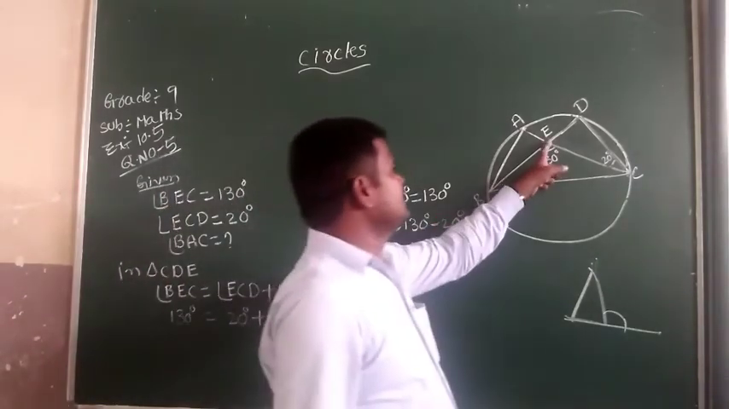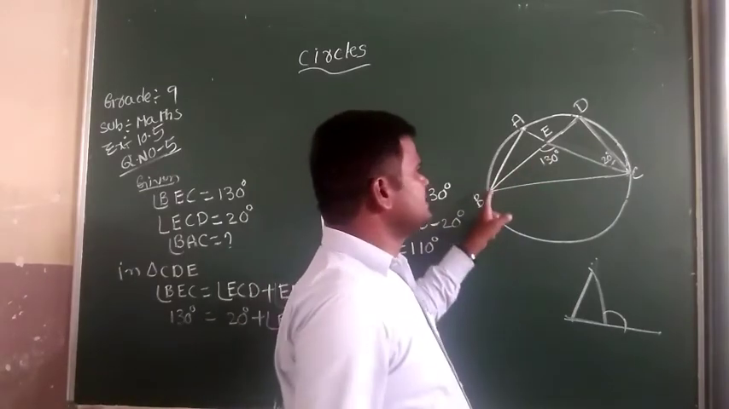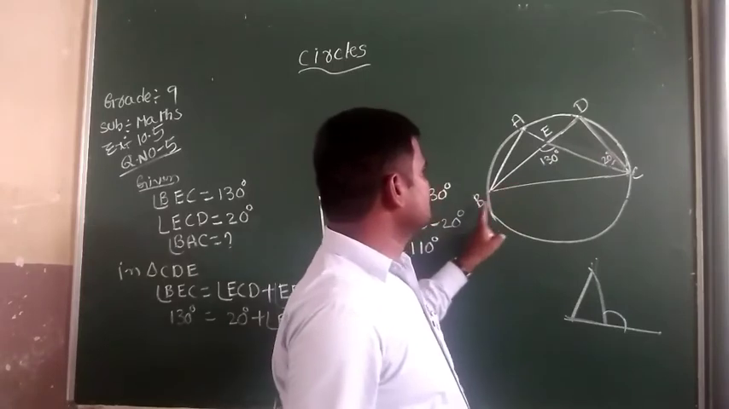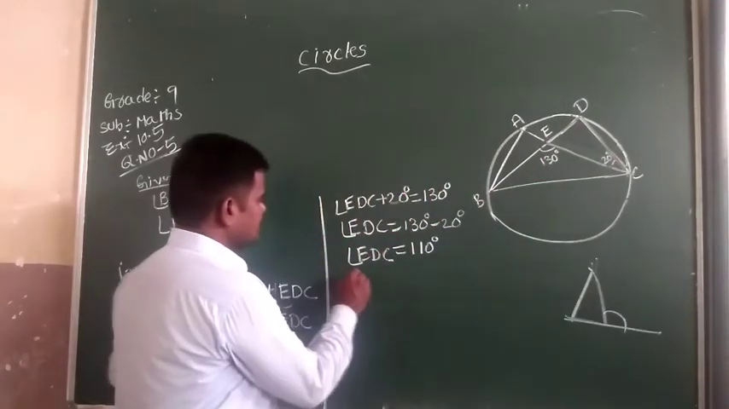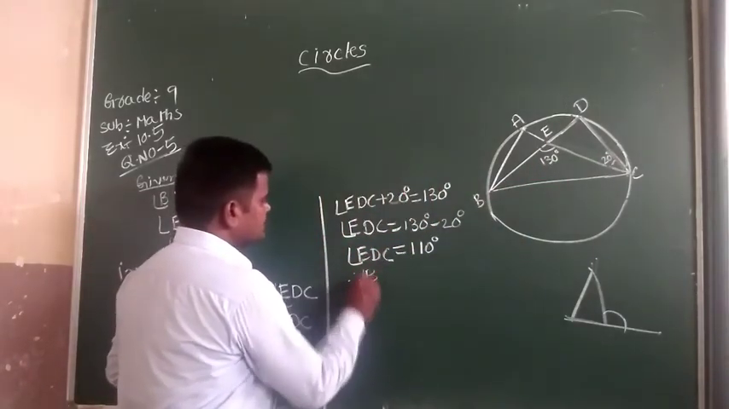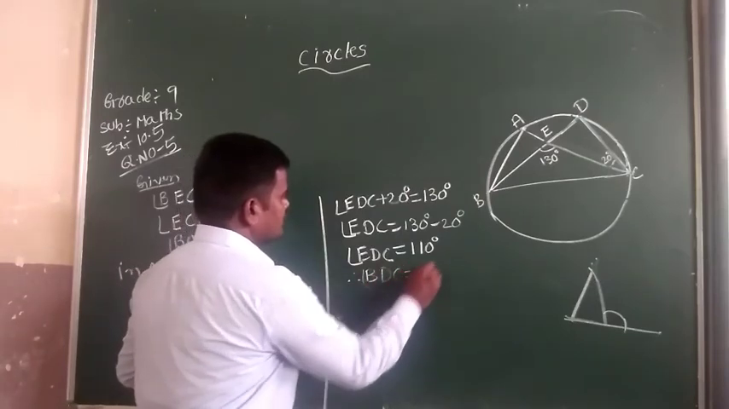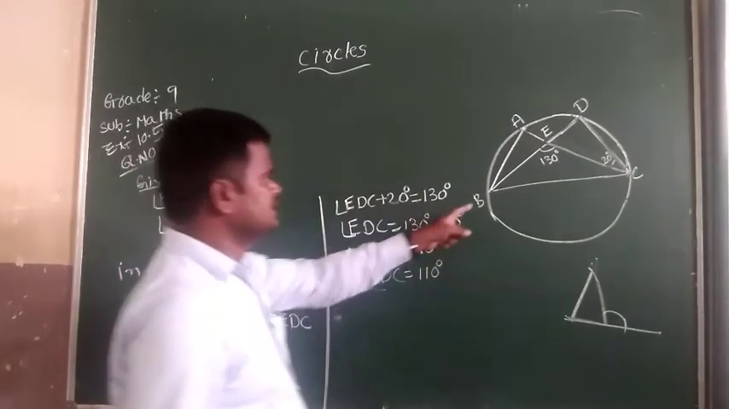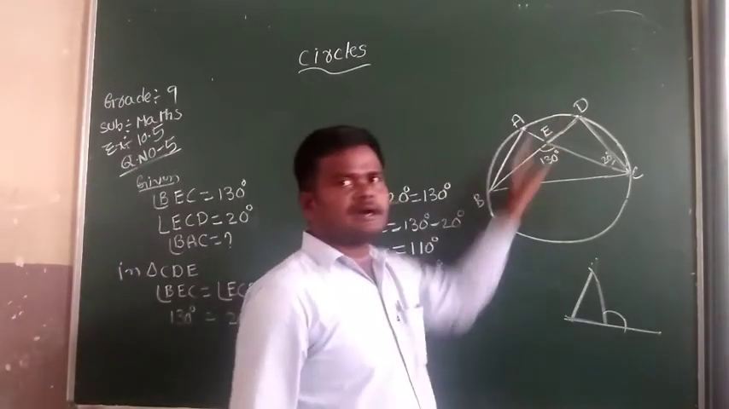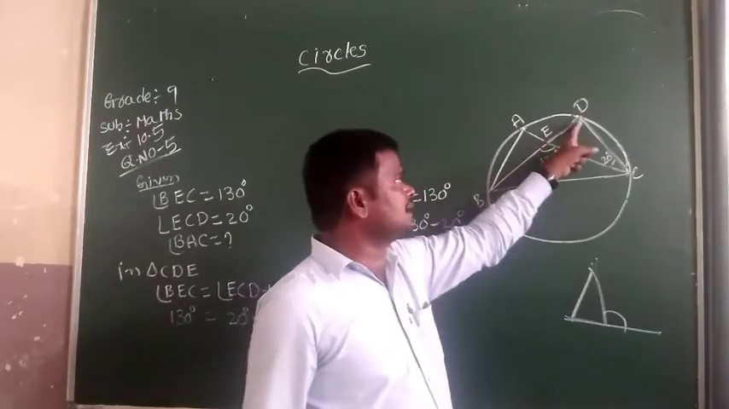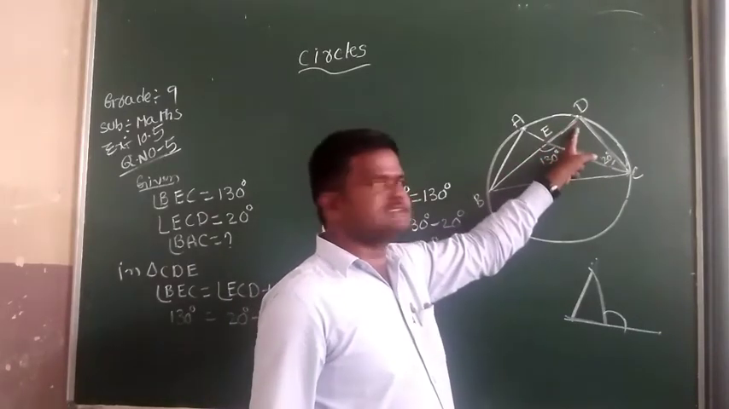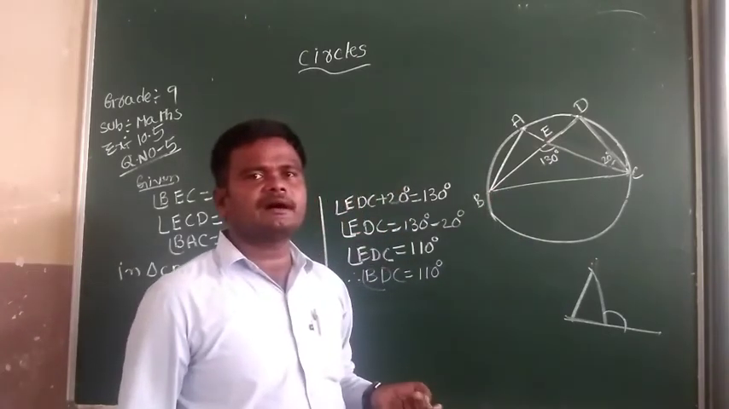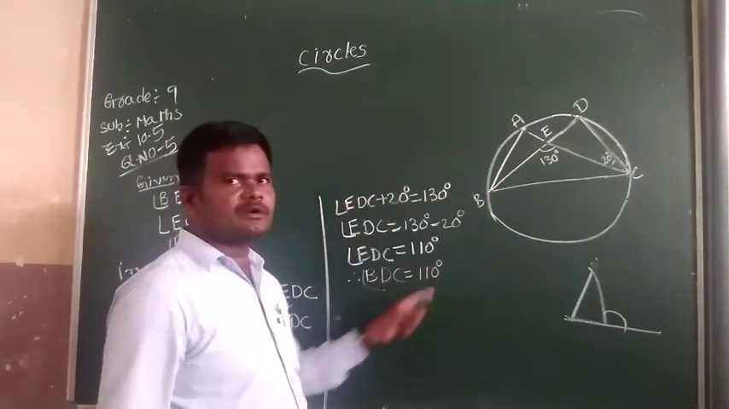So here E and B are on the same line. So angle EDC equal to angle BDC. Therefore angle BDC equal to 110 degrees. Since E and B are on the same line, the angle is the same here.